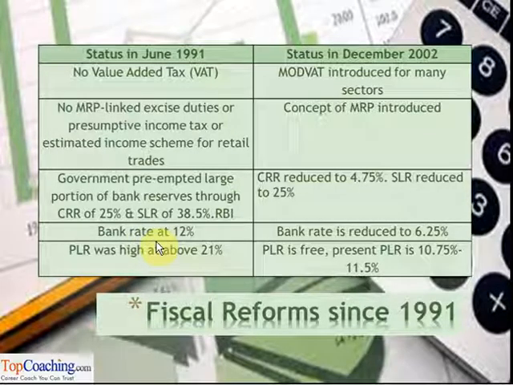The bank rate of interest was 12% in June 1991, which was then reduced to 6.25% by December 2002. In June 1991, the prime lending rate or PLR was high at about 21%, whereas by December 2002, the prime lending rate was free. The present prime lending rate is 10.75% to 11.5%.